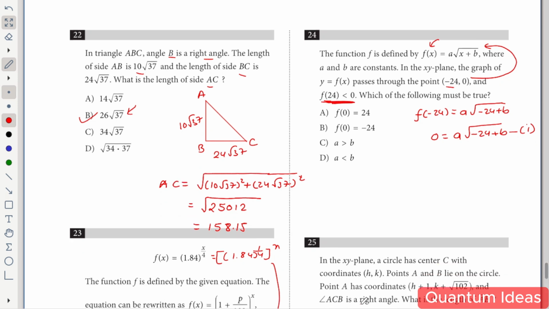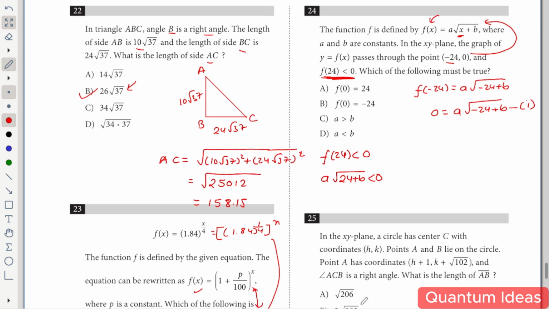Let me clear it out. So f of 24 is less than 0, right? That means plug 24 in place of x. You can see a root over 24 plus b is less than 0. So you can see from this inequality, the quantity inside the square root can never be negative, right? So which will imply what? That will basically imply a must be less than 0.